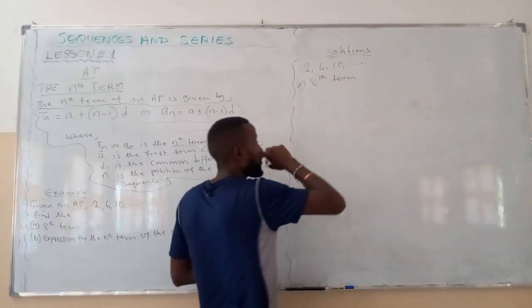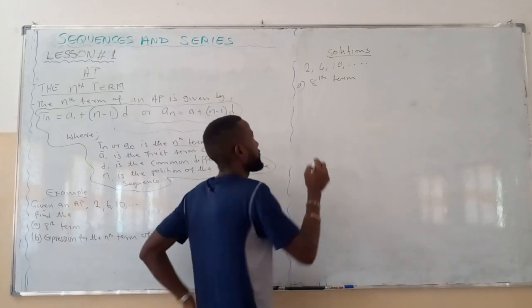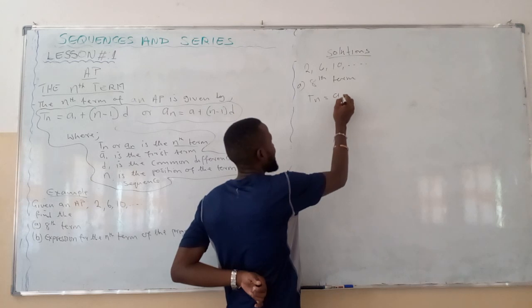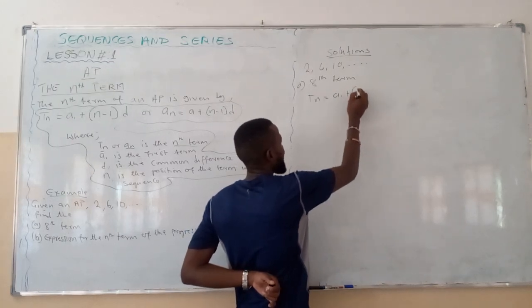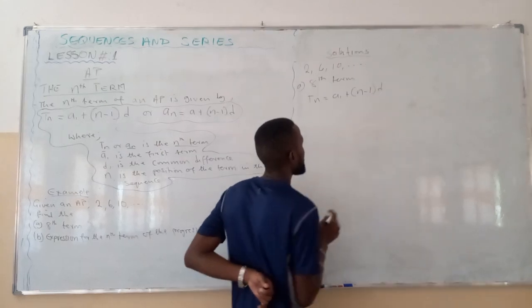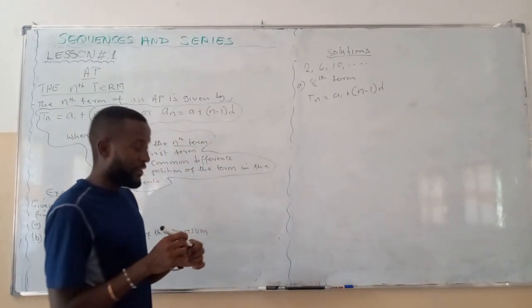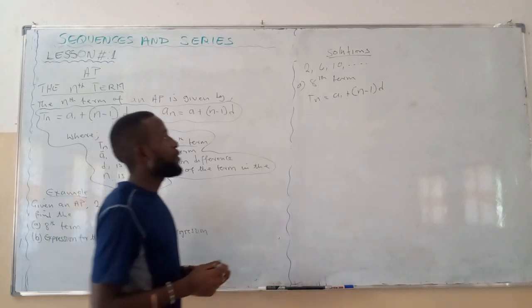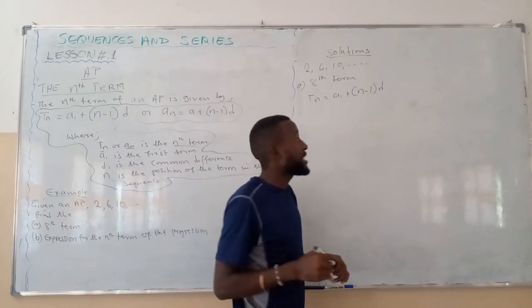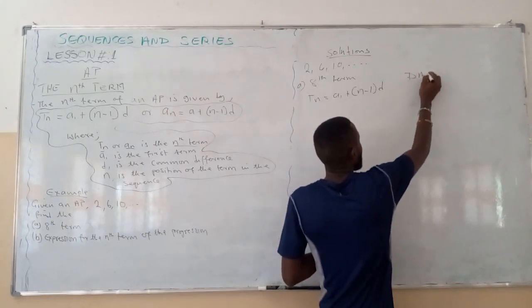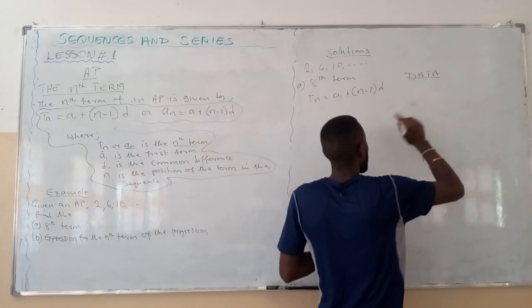Now the 80th term can only be found by using the formula Tn is equal to term 1 plus open brackets n minus 1 close brackets common difference. So that is the formula we use to find the 80th term. In order for me to find the 80th term, what is it that is missing here? Let me write my data here so that you can see clearly.